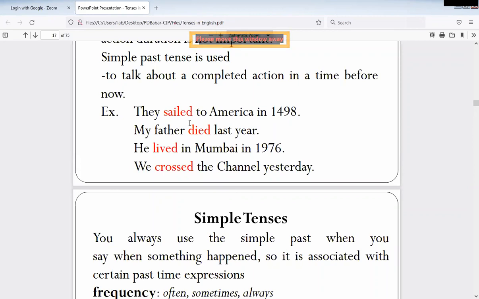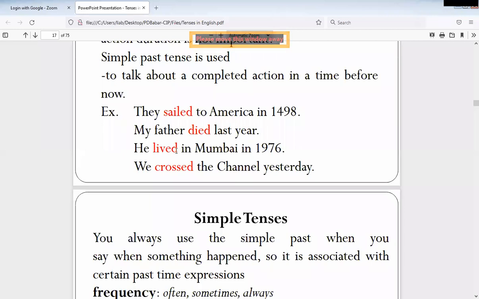That's why it is called simple past tense, or we use simple past tense to show that action, demonstrate that action. Then we saw another example, that is, we crossed the canal yesterday. Okay, we crossed the Suez Canal, or we saw Suez Canal. Okay, this is also a sentence in the simple past.